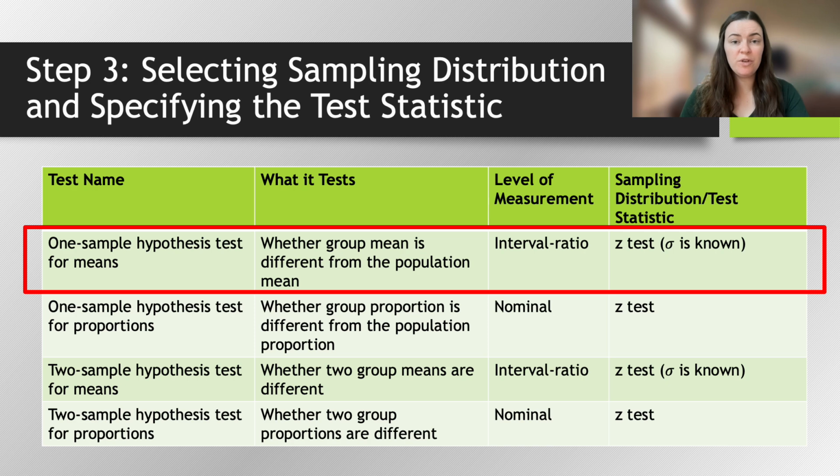So as we move into step 3, which is selecting our sampling distribution and specifying the test statistic, we want to ensure that we are using the correct row here. So again, one sample hypothesis test for means, we have an interval ratio level variable here, and we will be using a z-test because our population standard deviation is known.